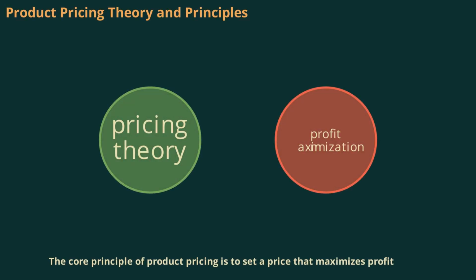The core principle of product pricing is to set a price that maximizes profit, where marginal revenue equals marginal cost. This involves analyzing demand and cost functions, understanding market structure, and considering the product's life cycle. Effective pricing strategies balance profitability with market competitiveness and customer value.